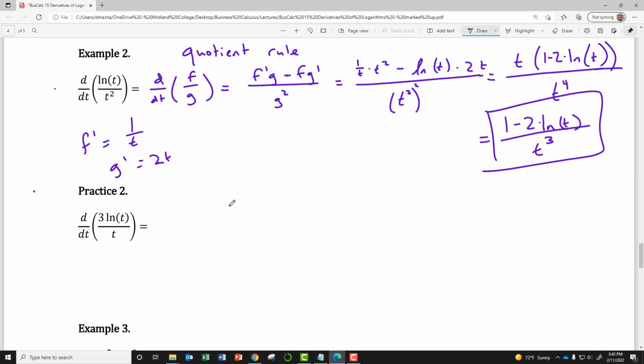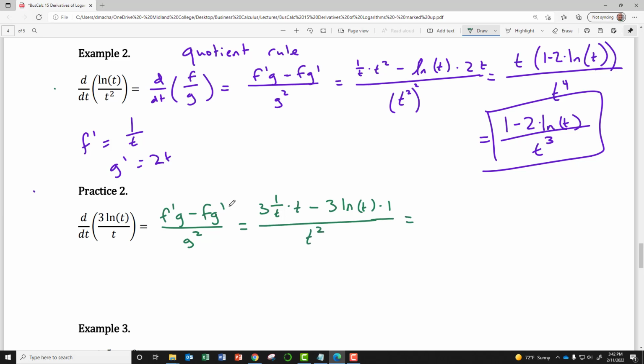And so again, we're talking about quotient rule. This will be f prime g minus fg prime over g squared. F prime is the derivative of the numerator, which is going to be 3 times 1 over t, times g is my denominator, so times t, minus f, which is my numerator, 3 natural log t, times g prime, which is 1 over g squared, which is now t squared.